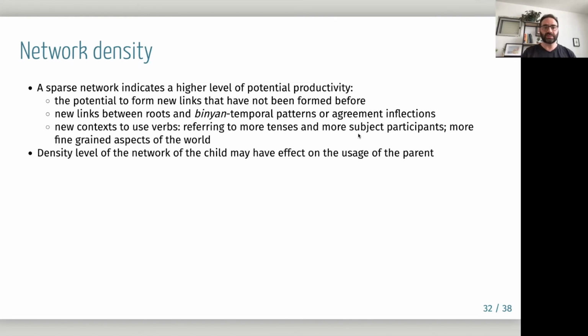Next, we have the network density. A sparse network indicates a higher level of potential productivity. And let's understand why. The potential to form new links that have not been formed before is higher if the network is sparse and not dense, if the network is not exhausted, if there are more links that can be made between nodes that have not been linked before. Because new links between roots and patterns or agreement inflections means new contexts to use verbs, referring to more tenses or more moods or more subject participants. That is a more fine-grained aspect of the world. Density level of the network of the child may, for example, have effect on the usage of the parent, and we will see this specific prediction in the following presentations.